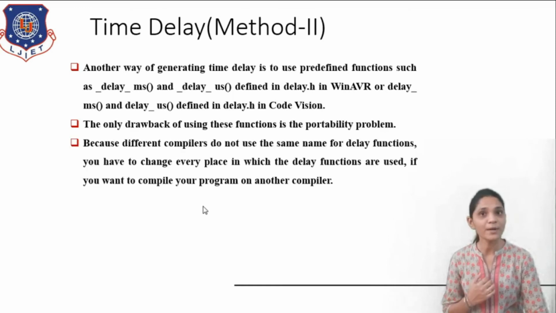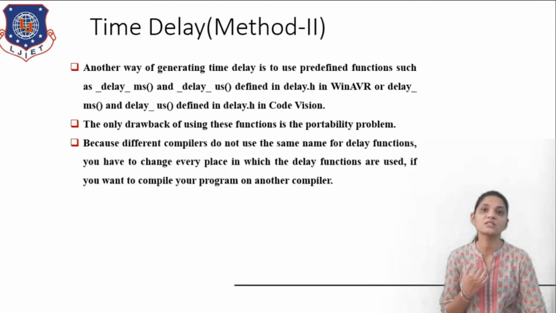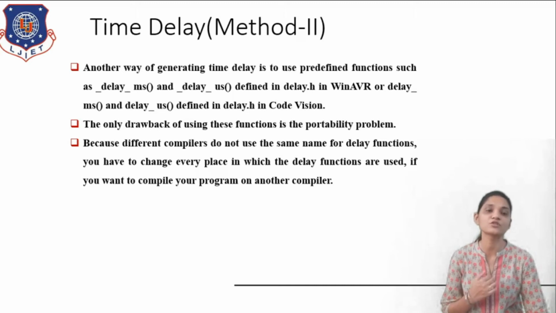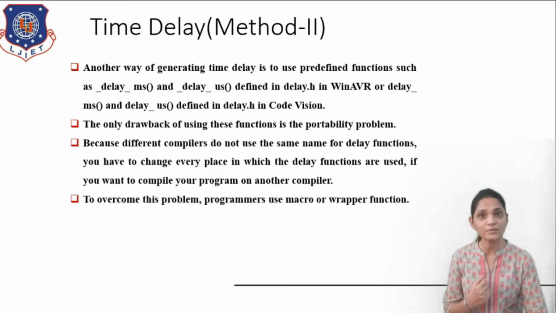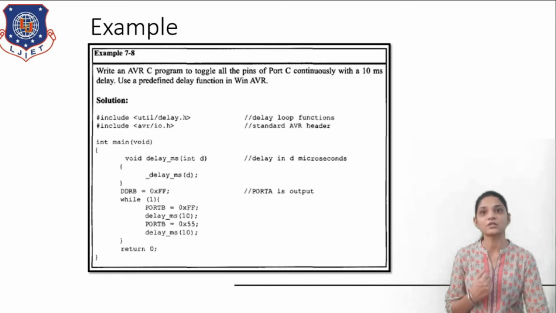Because different compilers do not use the same name for the delay function, you have to change every place in which delay functions are used if you want to compile that program on another compiler. Okay, and to overcome this problem the programmer can use macro or wrapper functions also, like this, that is given in another program.